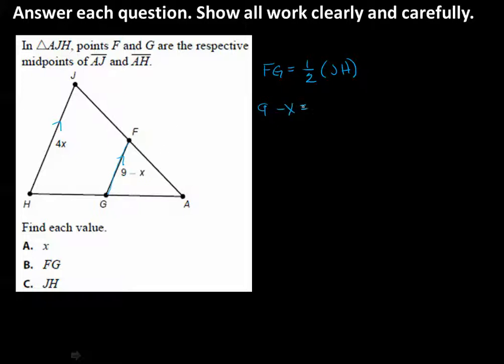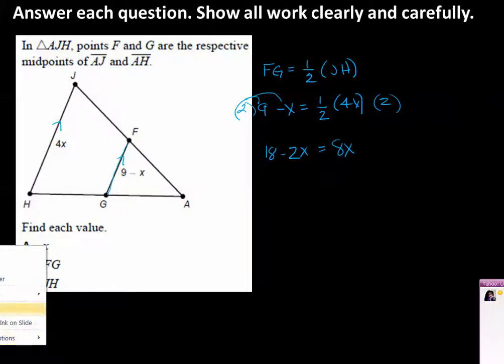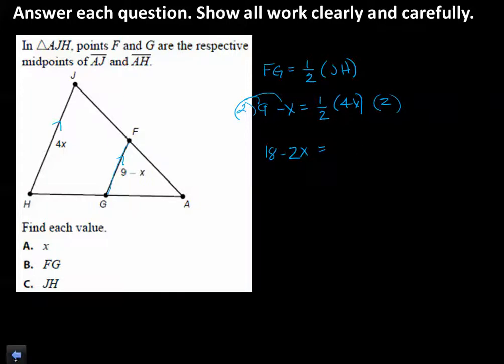9 minus X. I'm just plugging in the values. JH is 4X. Now, when I start working like this, I like to get that 2 out of the denominator. So I'm going to have 2 times 9 and 2 times X. So I'm going to have 18 minus 2X equals 8X. No, I'm not. I was multiplying there. I shouldn't have. Let me show you why. I was just getting extra excited with my multiplication skills. This 2 and this 2 reduce to 1, and 1 times anything is itself, so that's just going to be 4X.